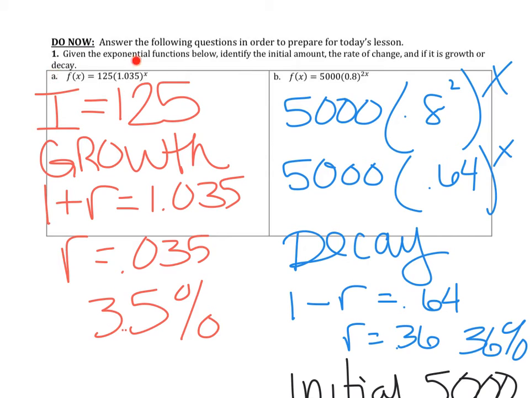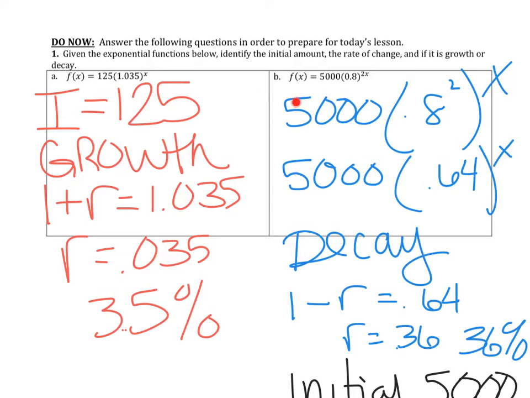I said this is the Algebra 1 form. Probably won't get to see that on our exam, but it's going to be pretty basic. My initial amount is 125. This number is bigger than 1, therefore it's growth. And I know that because this x is by itself. 1 plus the rate equals this number. My rate is 0.035, therefore 3.5%. Yes, I know I went through it fast, but this should just be a quick review from yesterday.